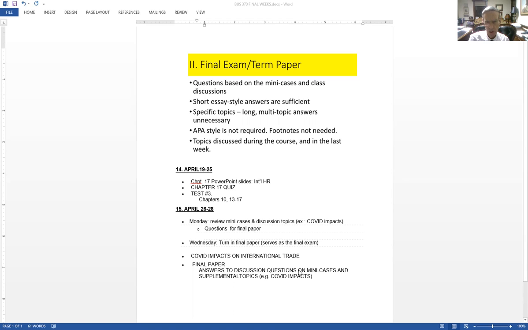Instead, there will be a term paper to answer some questions that I raise in a discussion at the end of the course for you to answer. And these questions will be based on the many cases that we've gone over and other discussion topics. For instance, we've had some discussion of the effects of COVID on international trade. And I'm hoping in the final week that we may be able to discuss that a little further.